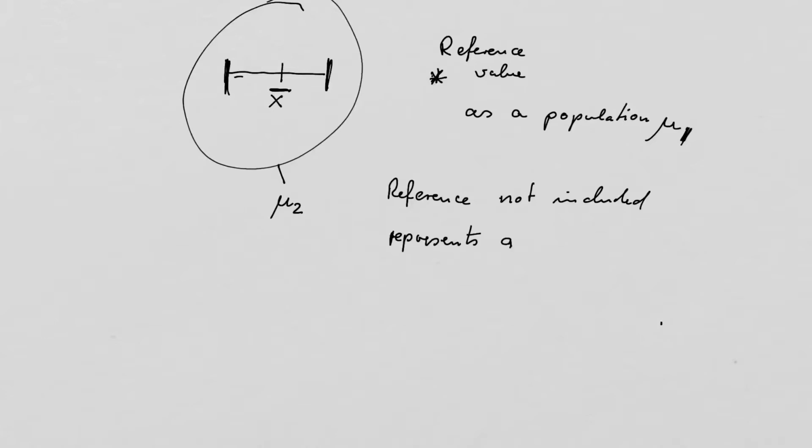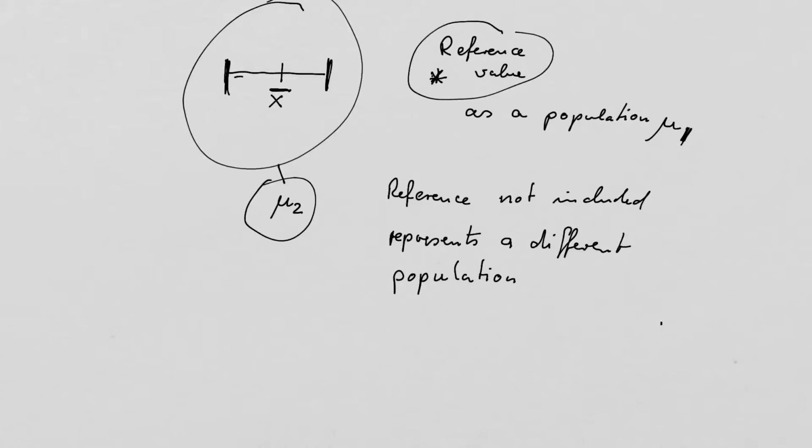represents a different population mean and a different population altogether. So in this case, if the reference value is not included in the confidence interval, we can be pretty sure that we are talking about two different populations. One population represented by mu2 and the other population by the reference value.